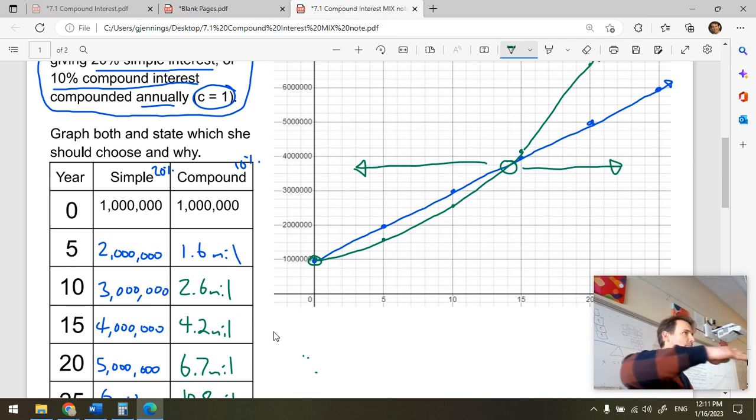And because these compound interest situations always increase their slope and their curving, they will always beat simple interest given enough time. Even 1% compound interest will beat 100% simple interest after about 600 years.